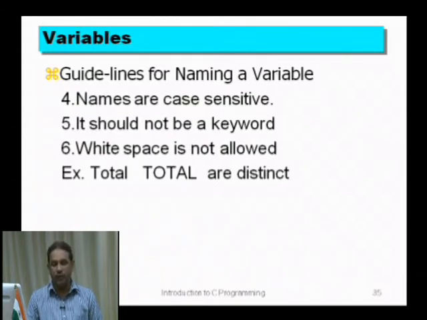Suppose you use different cases, like total and Total. They are treated as two different variables, not the same. Also, a variable should not be a keyword. What is a keyword? A keyword is nothing but a reserved word, as we have seen, like int, float, for, if, while and so on. We cannot use these as variable names. Is it clear? And white spaces are not allowed in variable names.